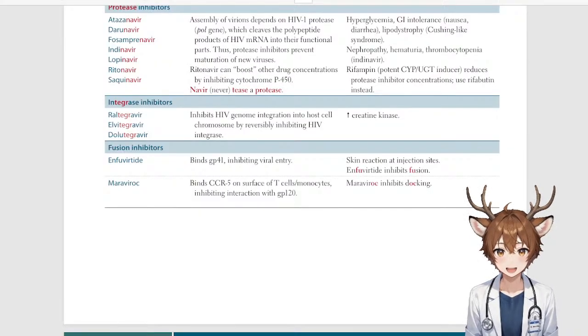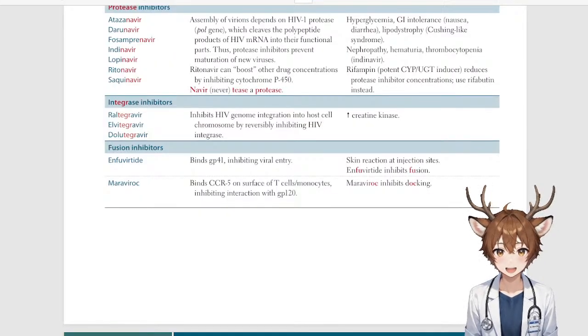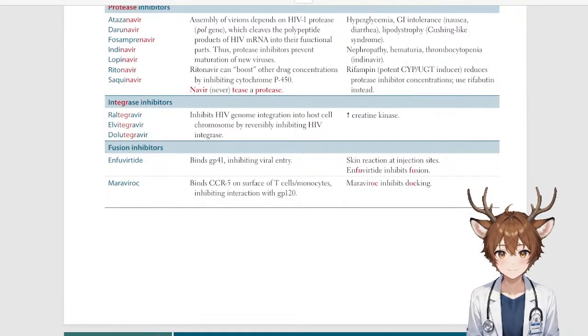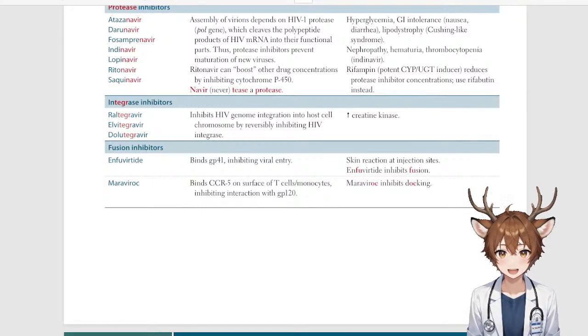It binds to gp41, inhibiting the viral entry. Enfuvirtide inhibits fusion. Adverse effects of this, though: skin reaction at injection sites. What about maraviroc? Maraviroc binds to the CCR5 on the surface of T cells and monocytes, inhibiting the interaction with gp120. Maraviroc inhibits docking.